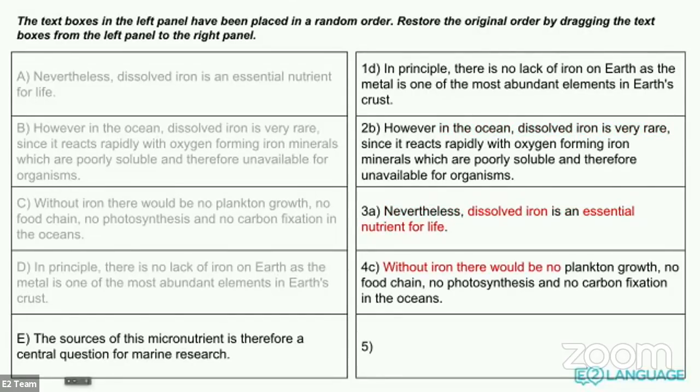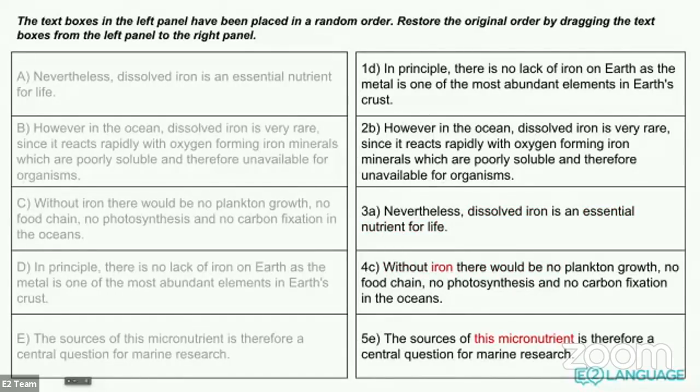Without iron, there would be no plankton growth, no food chain, no photosynthesis, and no carbon fixation in the oceans. The sources of this micronutrient is therefore a central question for marine research.